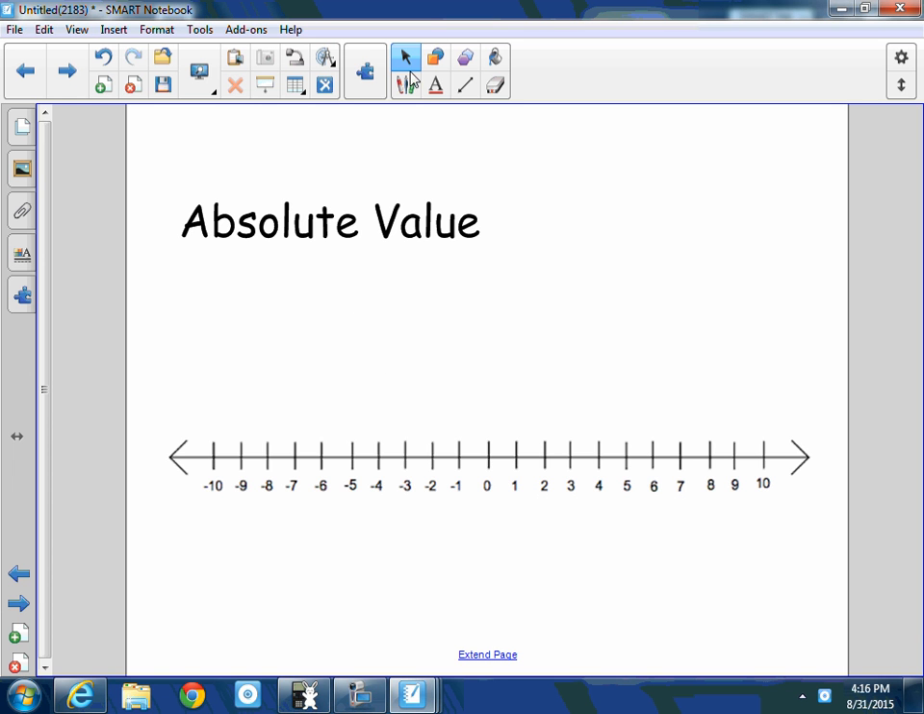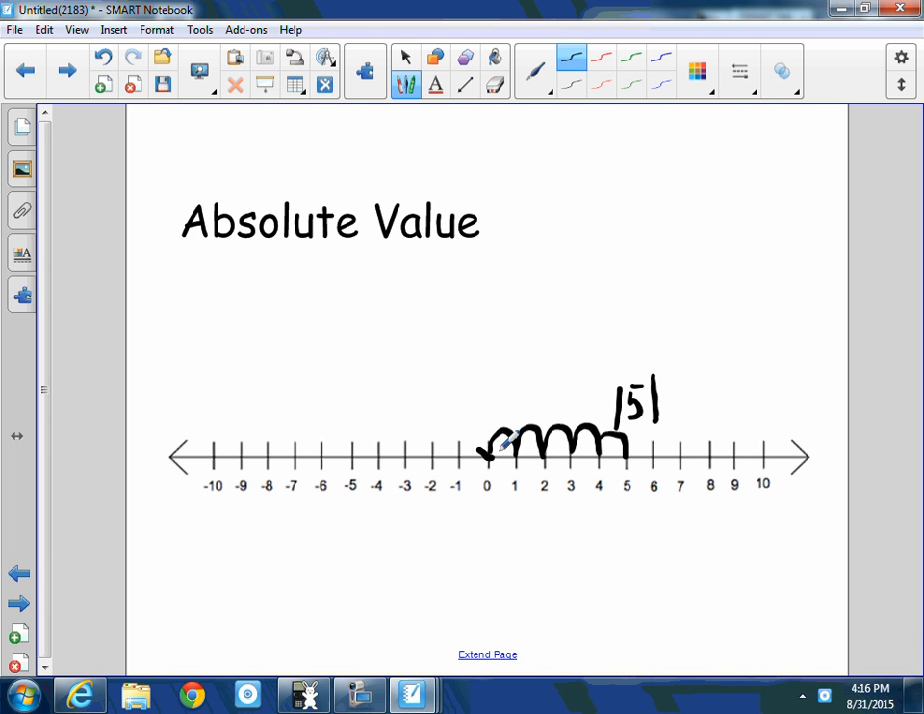The absolute value of a number is the distance that it needs to travel from that number to 0. So for example, if I ask you to figure out the absolute value of 5, it's basically how many steps you need from 5 all the way to 0. So the absolute value of 5 is positive 5.